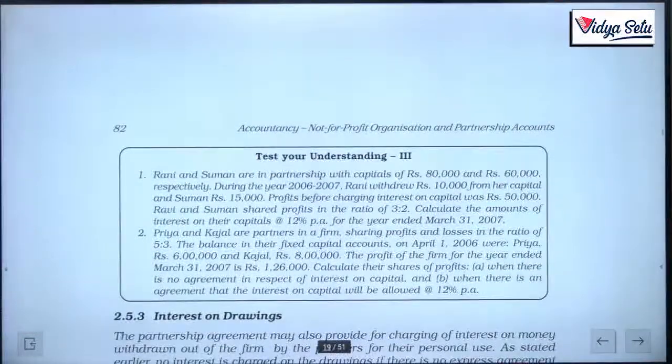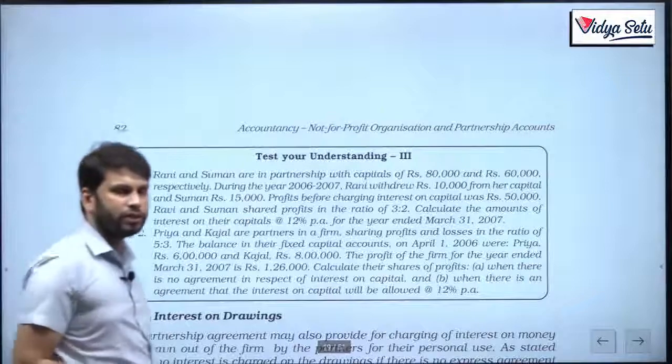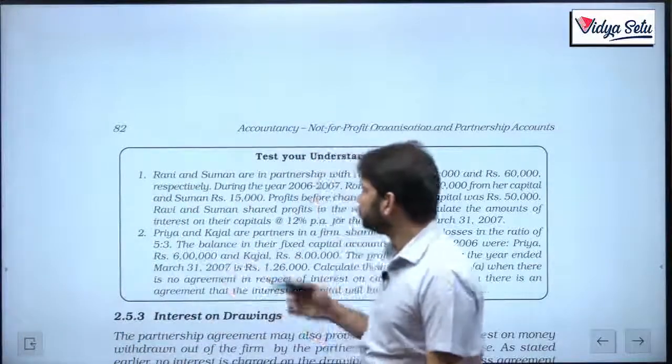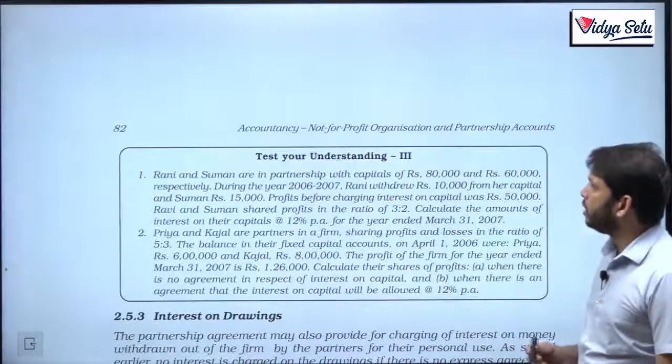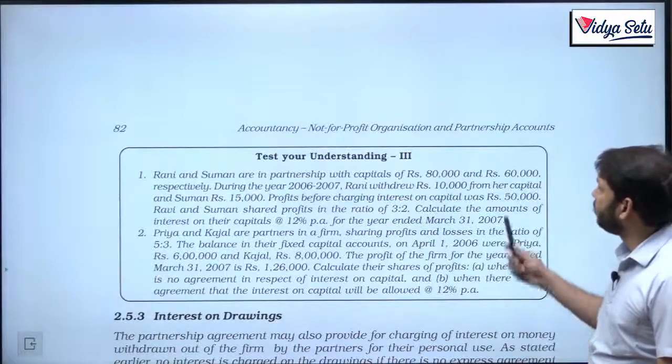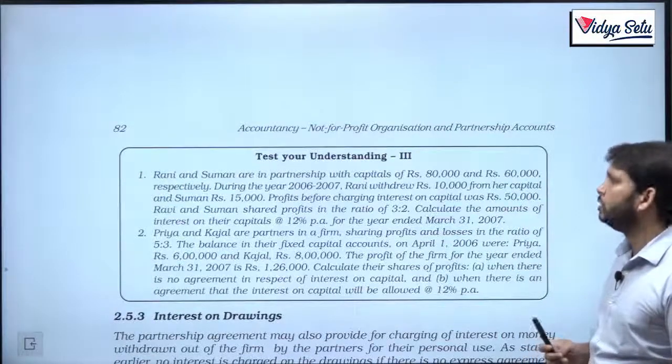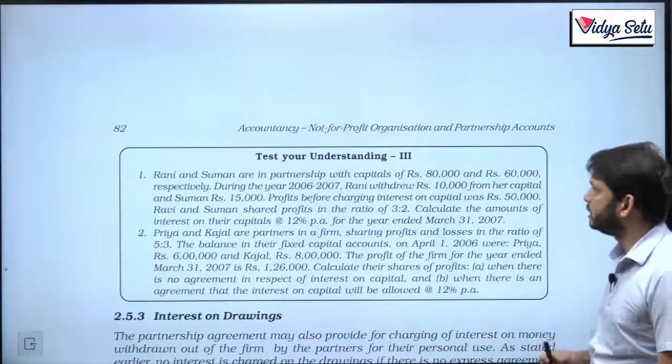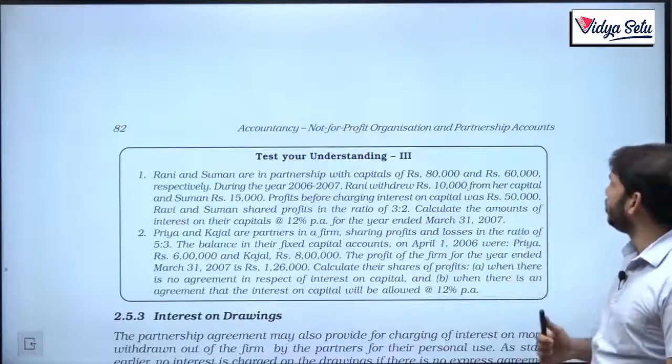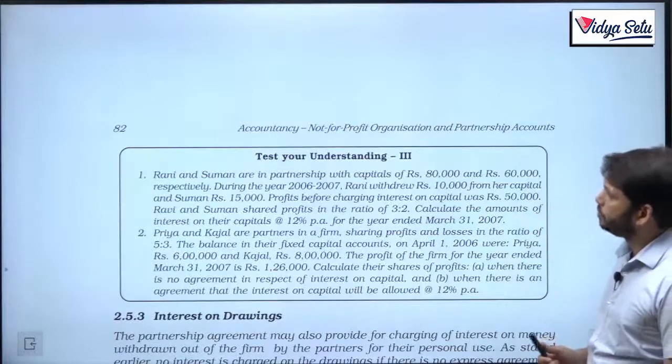Let's test our understanding, and that will be the end of this lecture. Okay, let's see whether we understood this or not. Rani and Suman are in partnership with capitals of rupees 80,000 and rupees 60,000 respectively. During the year 2006-7, Rani withdrew 10,000 from her capital and Suman rupees 15,000.